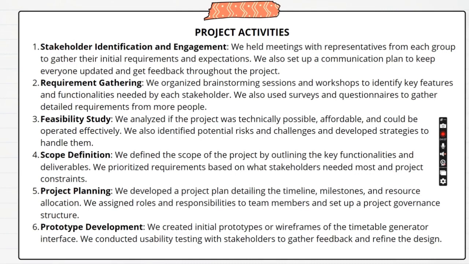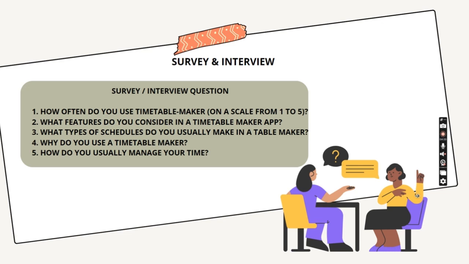And lastly, prototype development. We created initial prototypes or wireframes of the timetable generator interface. We conducted usability testing with stakeholders to gather feedback and refine the design. And the last part is survey and interview. During the elicitation phase, we used interviews and surveys to gather information from students, lecturers, and administrators. We conducted one-on-one and group interviews with students to understand their needs and concerns about the class scheduling, asking open-ended questions to encourage detailed feedback.